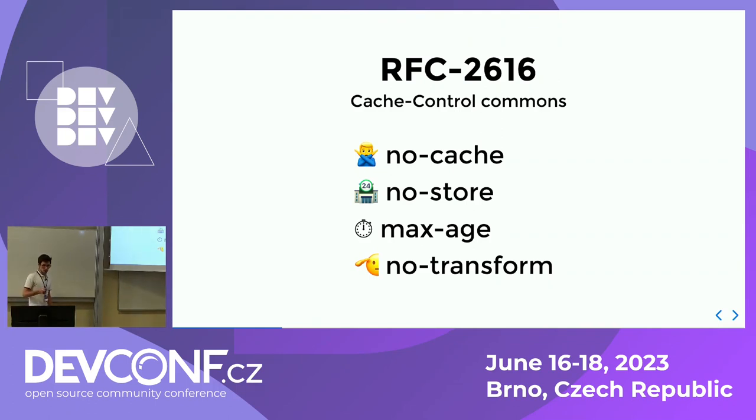The max-age directive will say, I accept the response and consider it as fresh if it has been stored for X seconds. So if you say max-age equals 5, you can't serve a cached response that has been cached for more than 5 seconds. And no-transform ensures that your proxy will not modify your request or your response. It can't add any headers and cannot edit the content.